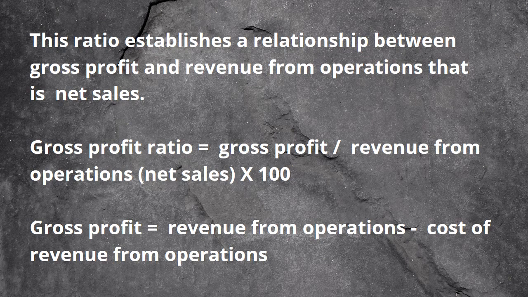One more method to see gross profit ratio: it is GP upon net sales into 100. And now gross profit, how will you find GP? From sales, the cost is subtracted. See, revenue from operations minus cost of revenue from operations, this will give you gross profit.